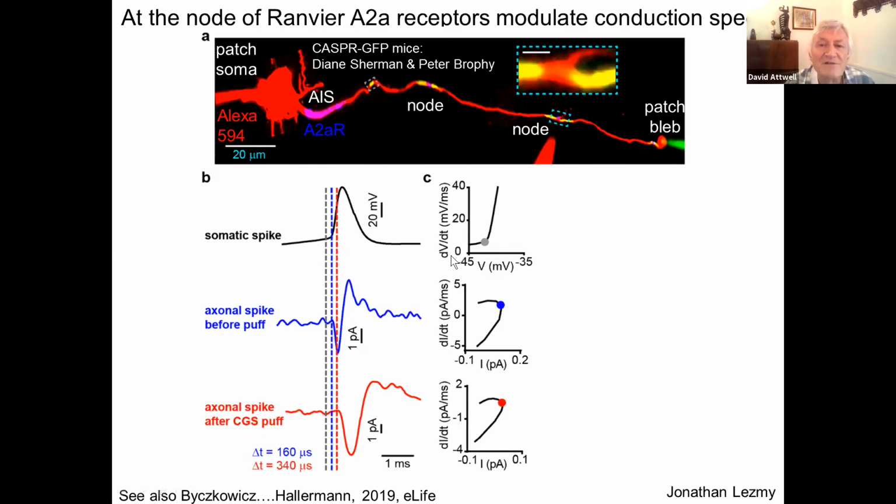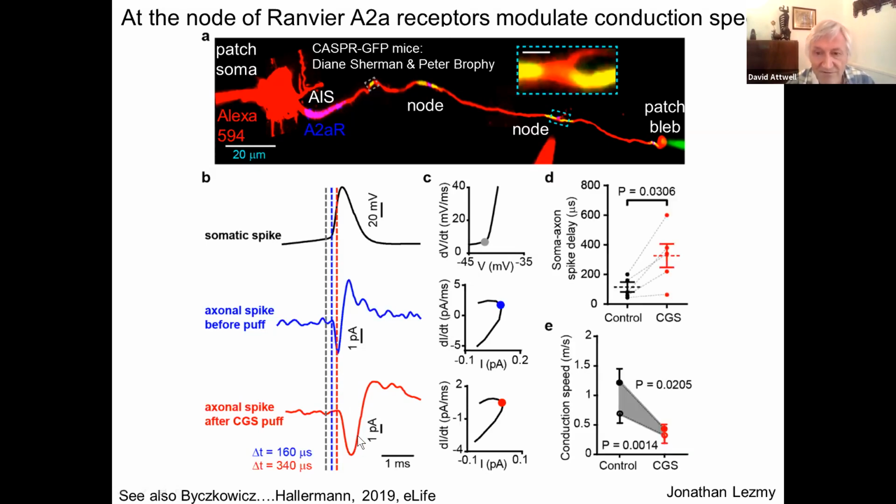And then by doing these phase plane plots, we have some arbitrary criteria to define when the start of the action potential is, for example, shown by these dashed lines. And you can see that if you compare these two at the bottom, which are recorded at the bleb here, when you puff the adenosine, there's a significant increase in the delay till when the action potential arrives.